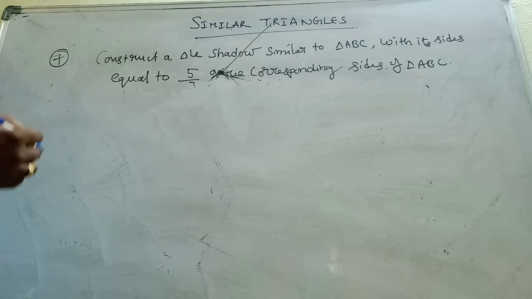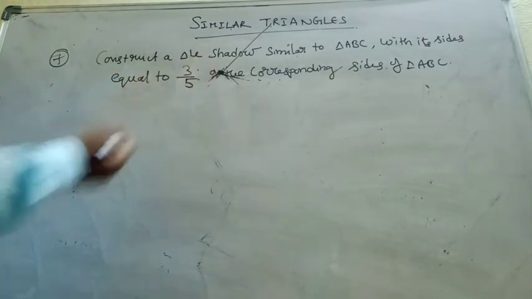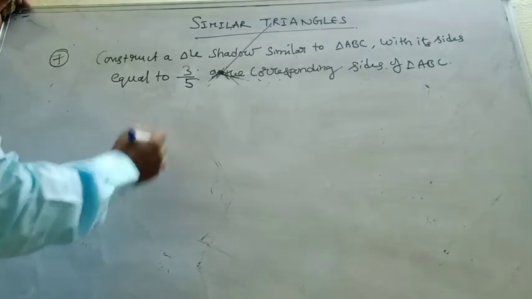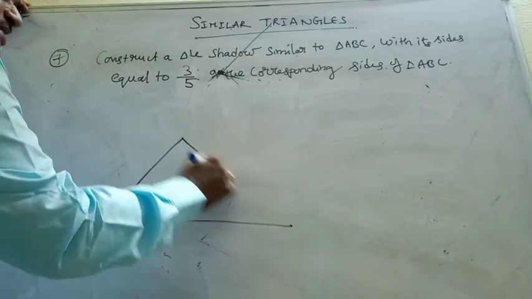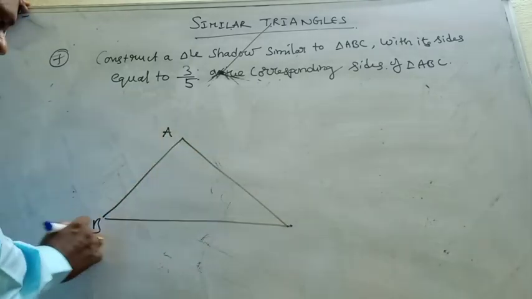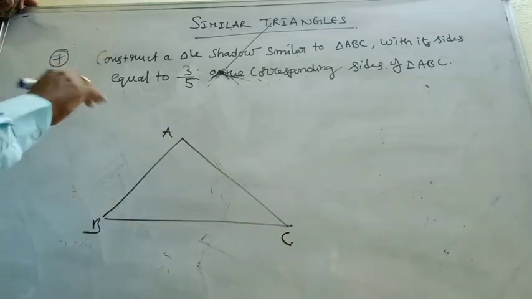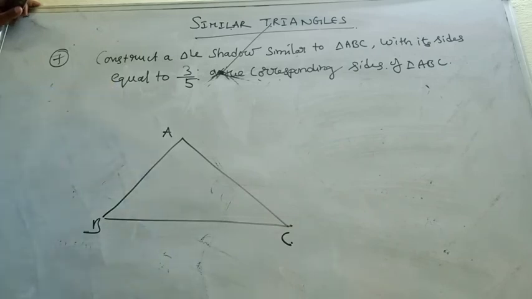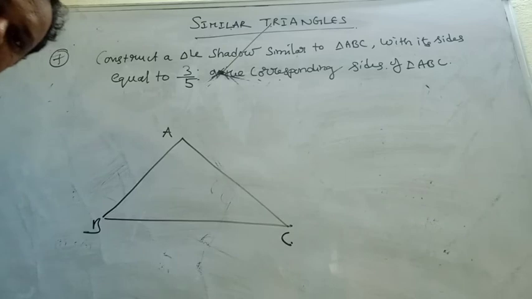Now the same thing, instead of 5 by 3, my dear students, we want 3 by 5. How are we going to construct this? Please observe. Now I am having here my triangle like this, A, B, C. I want now a triangle which is similar to this, with 3 by 5 of the corresponding sides of the original triangle. How am I going to do that? You see now, my dear students.